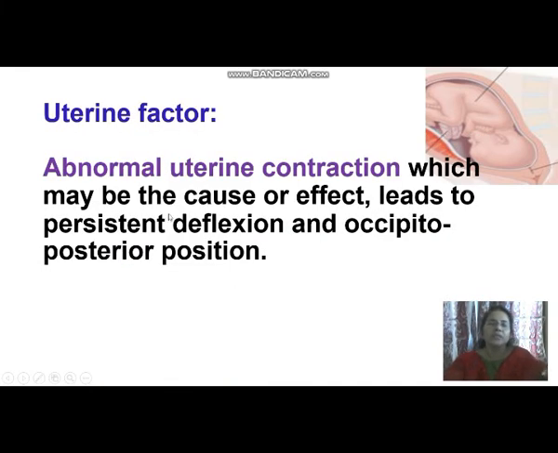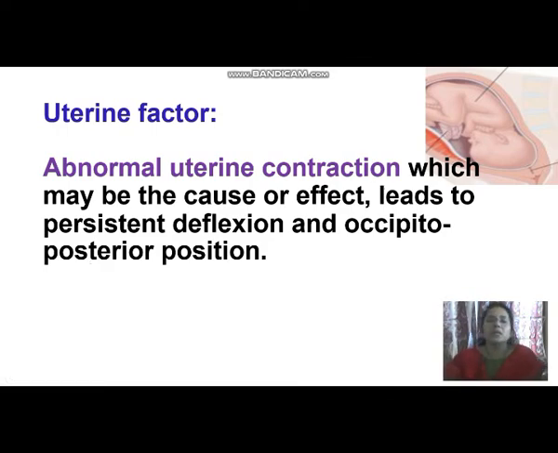Next are the uterine factors. That is abnormal uterine contraction, which may be the cause or effect that leads to persistent deflection and occipital posterior. When there is persistent deflection, that will cause the posterior position of the head.